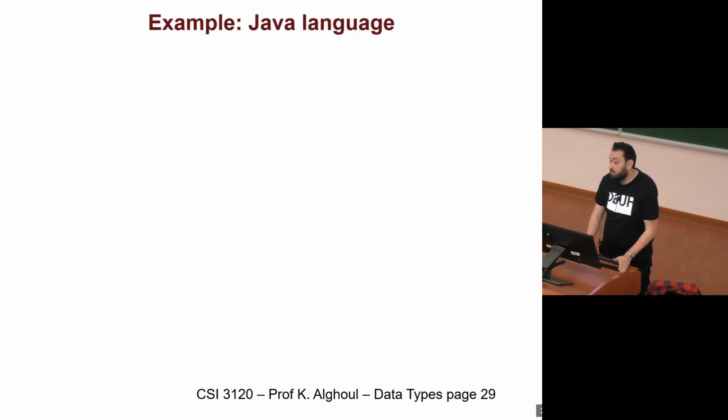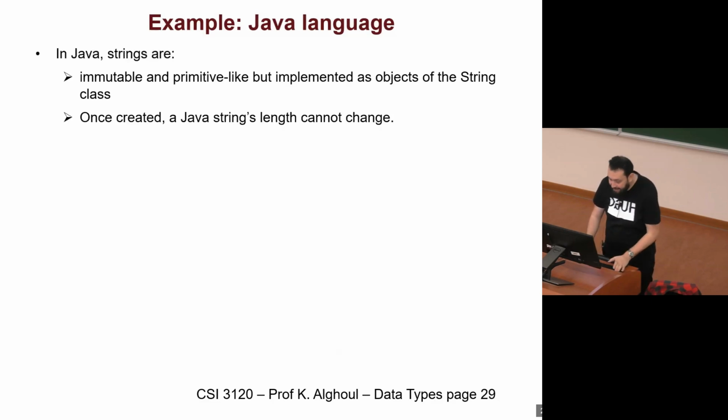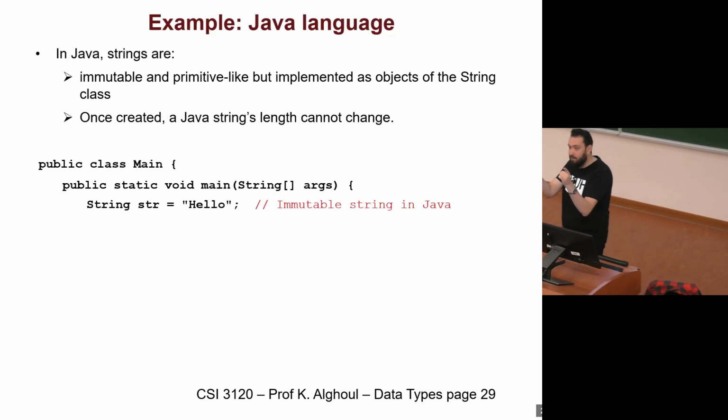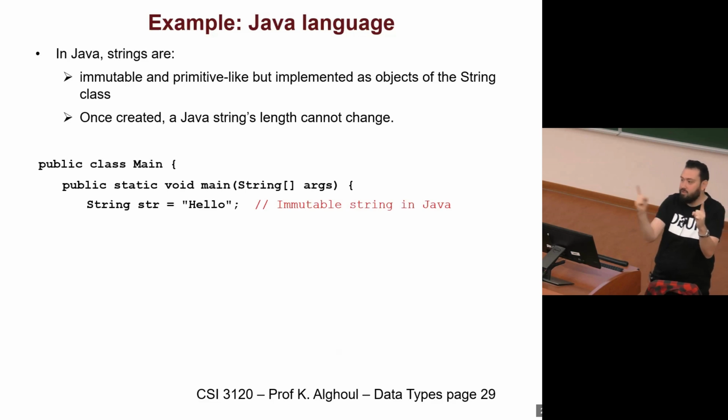Now in Java, it's different. We said immutable and primitive-like, but implemented as objects of the String class. Once created, a Java string's length cannot change, okay? So what's going to happen if it cannot change? And this will solve the problem of the memory overflow, right? Because I'm not going to be able to overwrite any other memory, because if it's fixed, I cannot change it, even if I want to concatenate something.